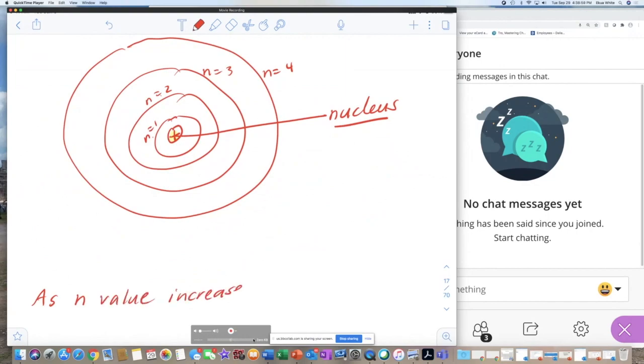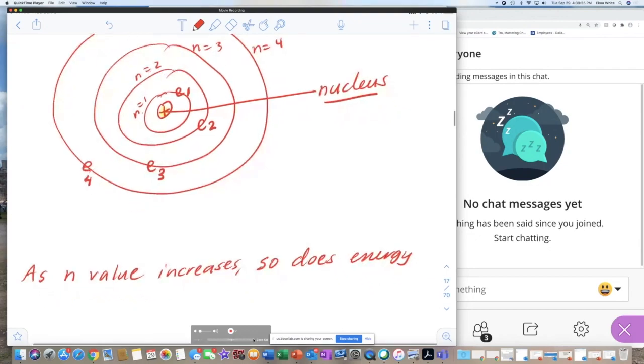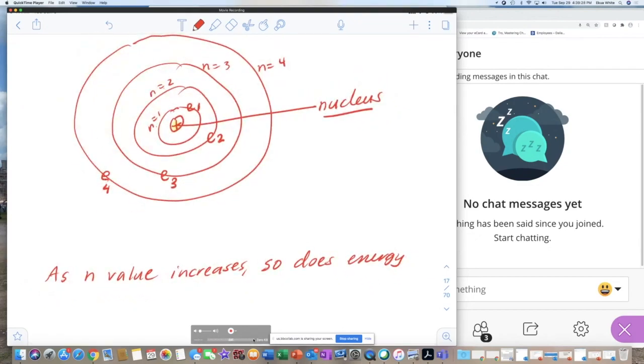So these N1, N2, N3, N4, I'll just say here, as the N value increases, so does energy. Okay, so there are different electrons. For the sake of my illustration, let me give you four electrons. So I'm going to say electron one. This electron one is in the first orbit, electron two, second orbit, electron three, third orbit, electron four, fourth orbit. Okay, for my illustration, I have four orbits.